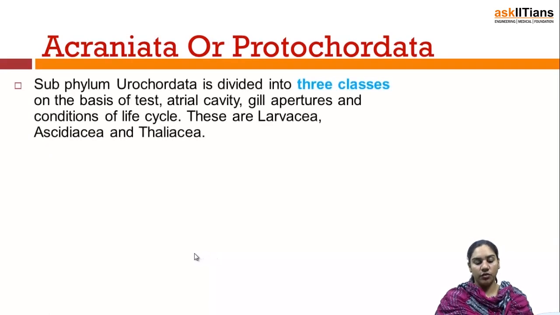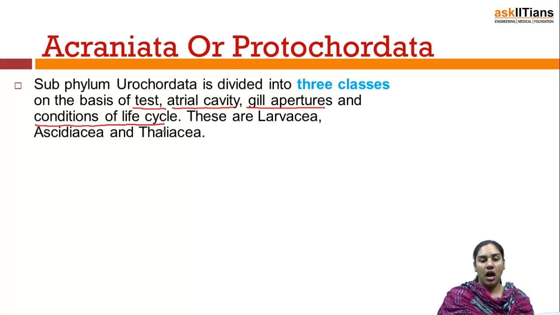The subphylum Urochordata is divided into three classes on the basis of the test, atrial cavity, gill apertures and the condition of the life cycle. So these four are the basis of the division of the subphylum Urochordata. These are Larvacea, Ascidiacea and Thaliacea.